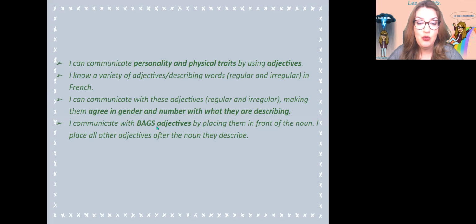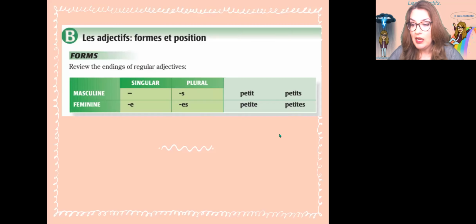I can communicate with BAGS adjectives. We will find out what this means by placing them in front of the noun. I place all other adjectives after the nouns they describe. Let's start right away by looking at the forms and positions of the adjectives. Forme et position. Let's start with forms. Review the ending of regular adjectives.